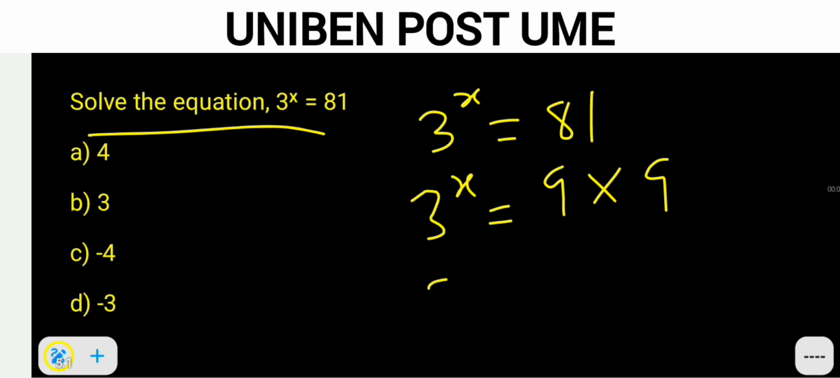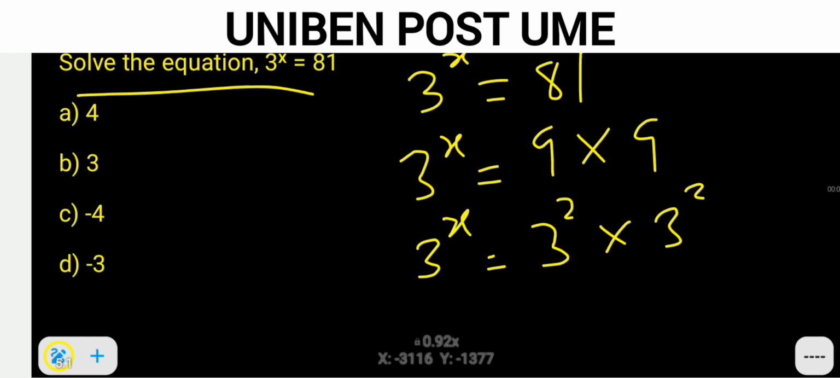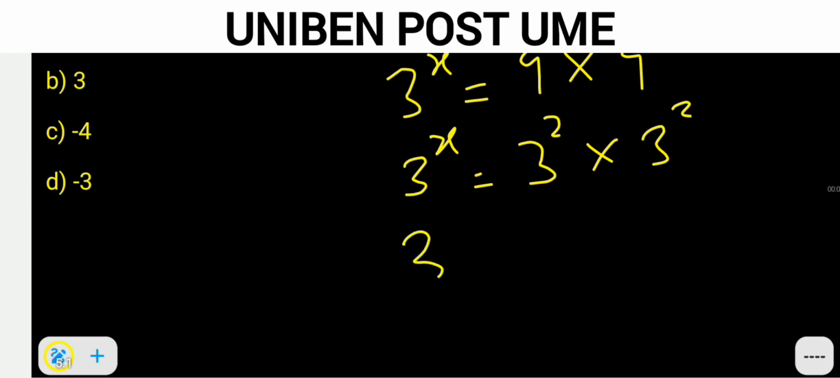Then that will give you 3 raised to the power x on the left hand side. Your 9 is 3 raised to the power 2 because 3 times 3 is 9. Then this your second 9 here is also 3 raised to the power 2. So at the end of the day, using your indices, you're going to get 3 raised to the power x is equals to, these two, they have the same base. So you just add their powers. Okay, so that will give you 3 raised to the power 2 plus 2.